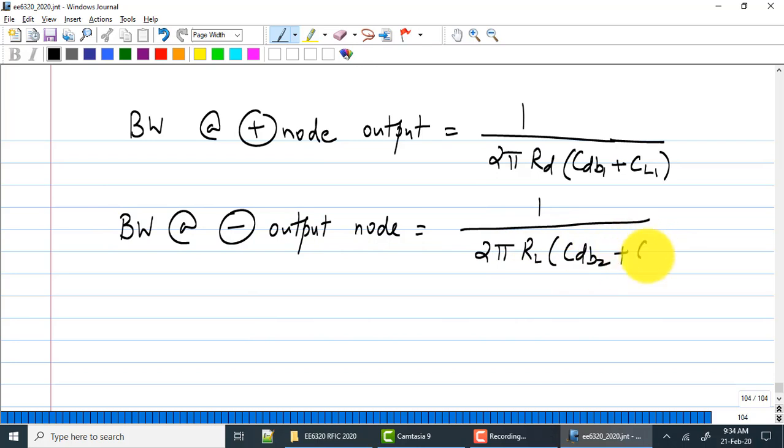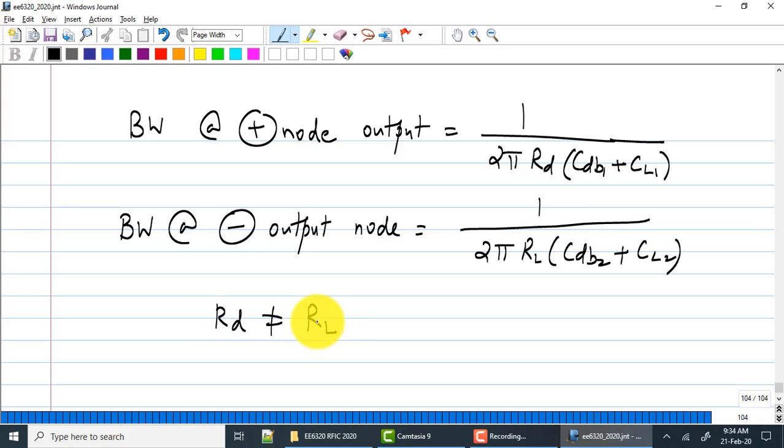In general, are these two the same? So in general, we already know RD is not equal to RL, most probably. Why is that? GM times RL is fixed by the ratio of RD to RS.